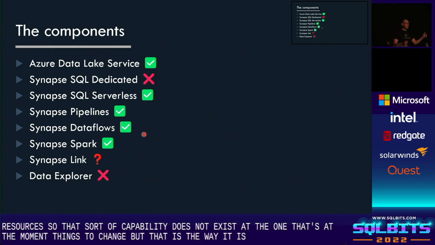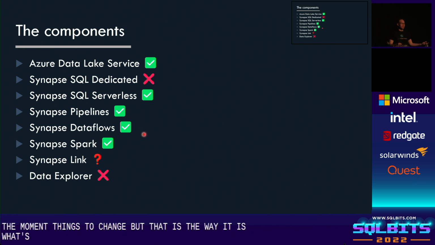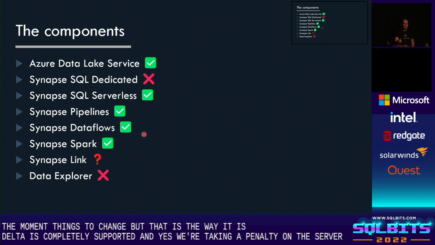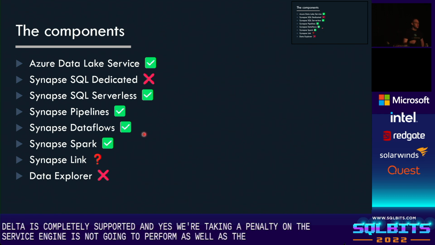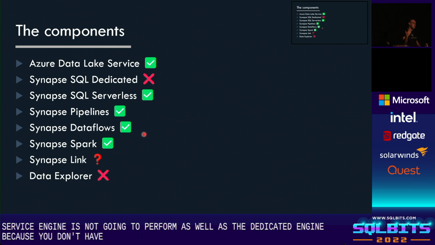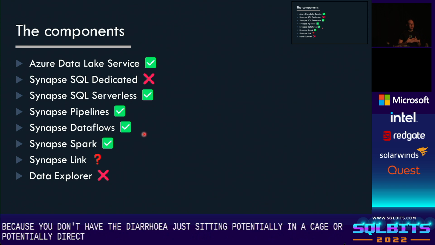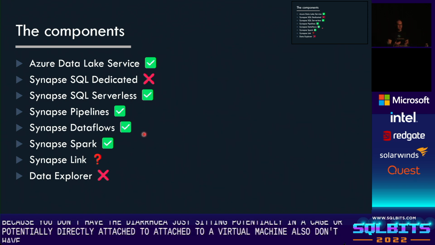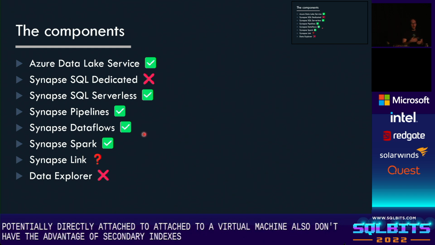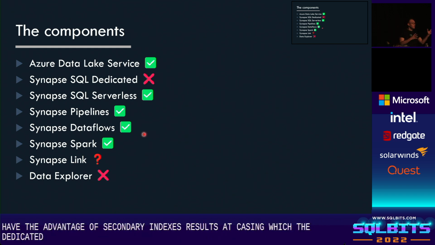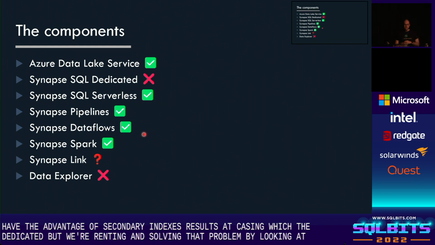We are leveraging Synapse SQL Serverless because Delta is completely supported in that format. And yes, we're taking a performance penalty on that space, right? The serverless engine is not going to perform as well as the dedicated engine because you don't have the data just sitting potentially in a cache or directly attached to a virtual machine. You also don't have the advantage of secondary indexes or result set caching, which the dedicated level has. But we're kind of augmenting and solving that problem by looking at in-memory analysis technology.